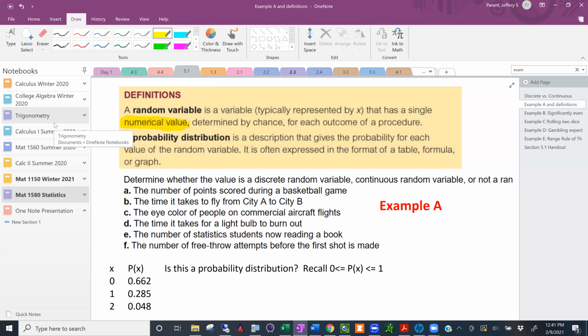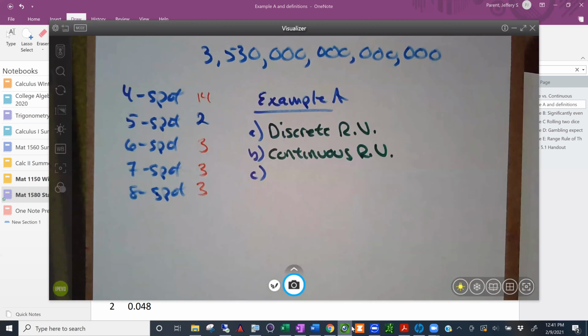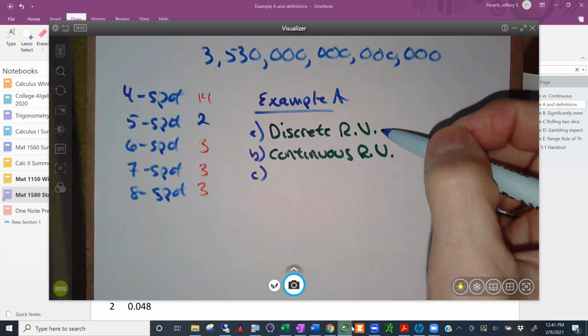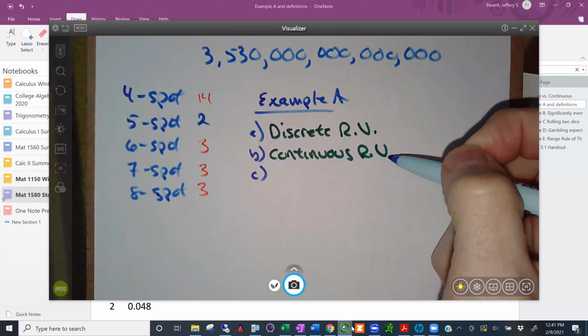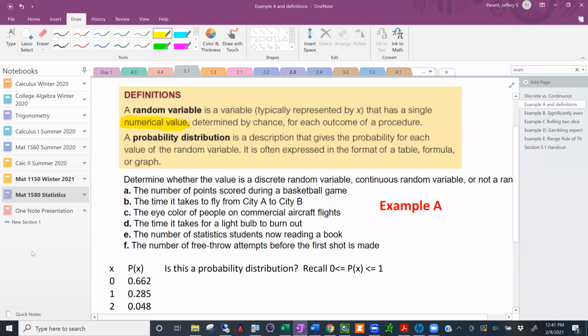Let's move down to part C. And just to show you what I'm writing here, the first one was discrete. The second one was continuous. Let's look at the third one, which is eye color. The eye color of people on a commercial aircraft flight. Is it discrete? All right, you got a vote for discrete. Does anyone want to say continuous or something else? Continuous. All right, got a vote for continuous.